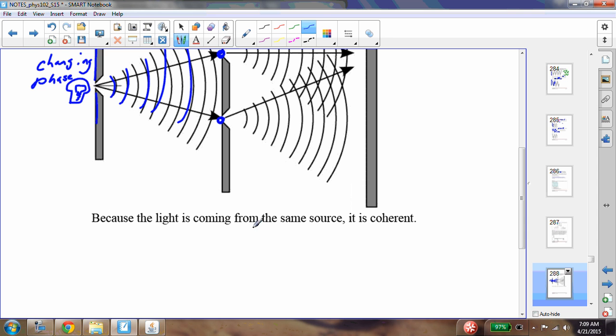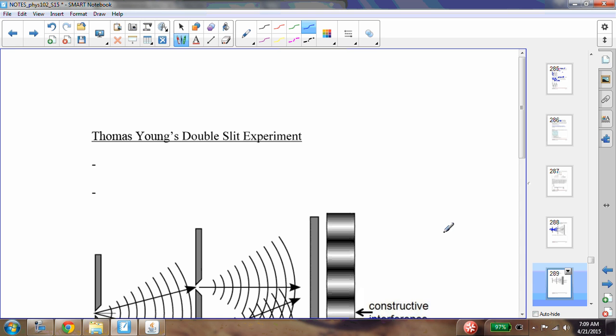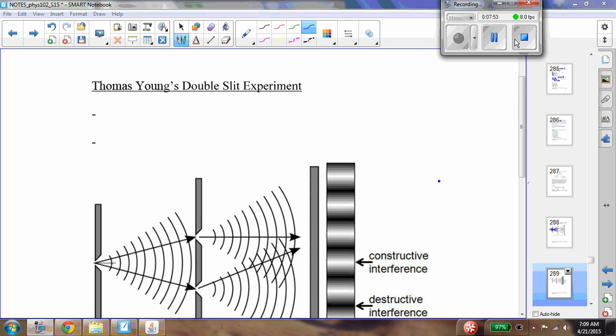Right, so because the light is coming from the same source, it is coherent. I have these two waves that are always constantly in the same phase. Even though that phase is always changing, they're always in the same phase because they originated from the same source. And so that was a clever way to produce this coherent light source. We'll pick up next time with Thomas Young's double slit experiment, which will be sort of our second big topic here.